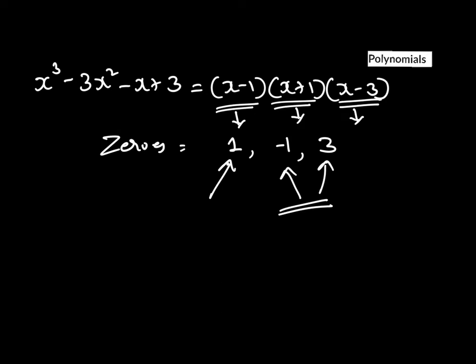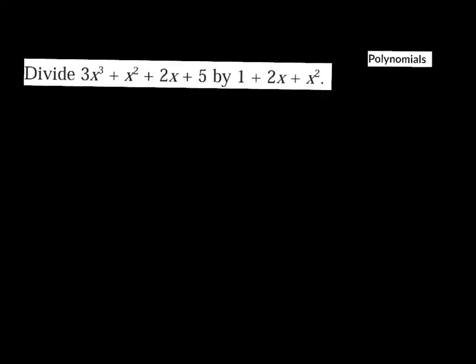So given a zero of a polynomial, we can find the other zeros of the polynomial by first dividing the given polynomial by the factor of that polynomial. Let's divide 3x cubed plus x squared plus 2x plus 5 by 1 plus 2x plus x squared. We can rearrange the terms starting from the highest power and then going down through the lowest power.